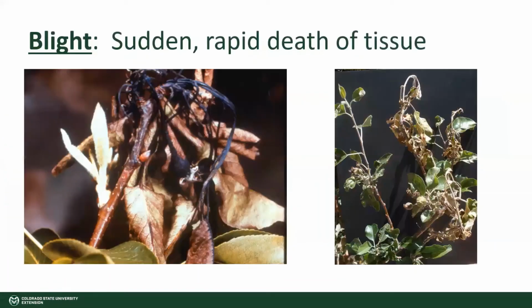Then we have blight, and blight is the sudden rapid death of tissue. It's usually not like spots, not very punctual, but it's actually around the end, for example, of the tip of the branch that suddenly just died. And you can see it on woody plants here that the tissue just died, but the leaves stay on. So this is also something important, that it happened so suddenly.